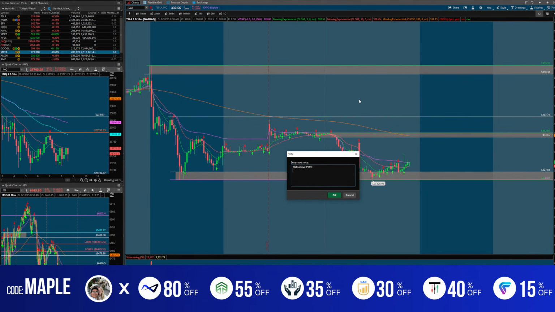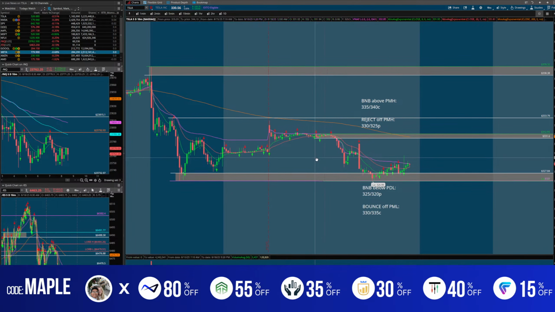Breaking base above the pre-market high, let's watch 335, 340 calls. Reject off of the pre-market high, let's watch 330, 325 puts. Breaking base below the previous day low, 325, 320 puts. Bounce off the pre-market low, 330, 335 calls. Okay.